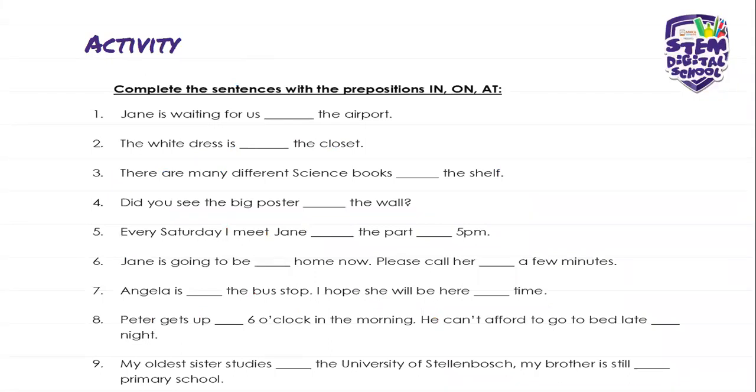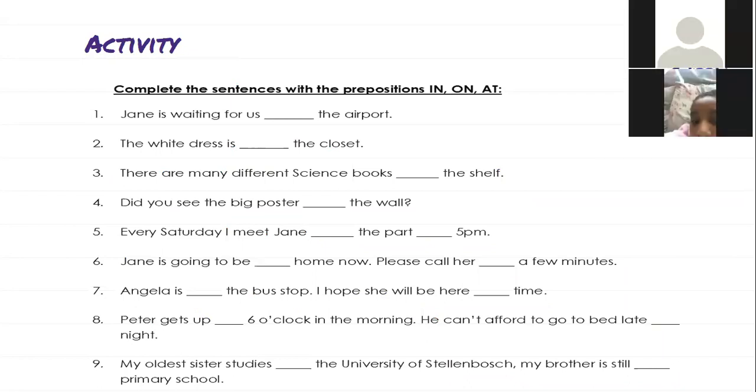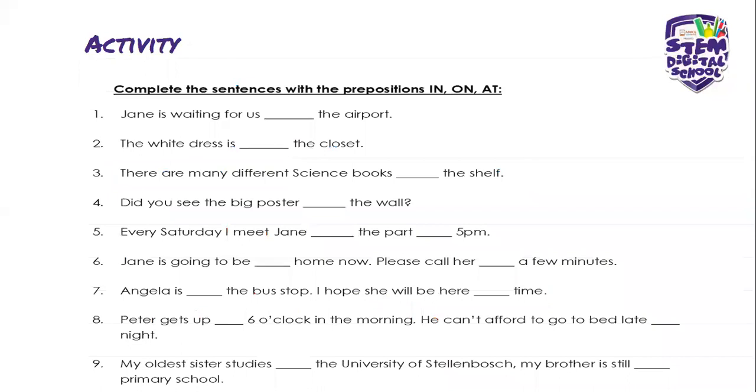Now we get to our activity. We will need to complete the sentences with the prepositions in, on, and at. We've got 9 sentences there. Now, friends, it's time for you to raise your hand so that we can answer the questions there. The question says, complete the sentences by adding the preposition on, in, and at. Number 1, let's see.